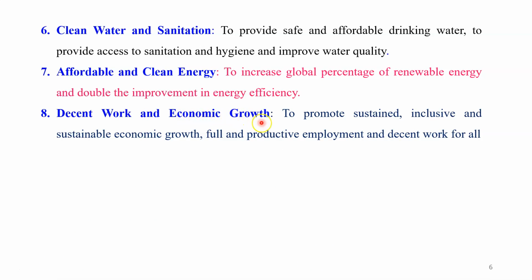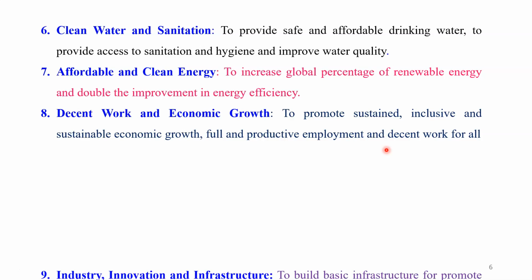Decent work and economic growth. Dear student, you know that economic growth or economic development is also one important aim of human beings. If you want to achieve economic growth, a sustainable way is very important. To promote sustained, inclusive, and sustainable economic growth, full and productive employment and decent work for all is very important. We should continue our economic growth, but simultaneously we have to take care of the environment also. There should not be any harm to our environment when we are achieving economic growth. For that purpose, this specific goal was decided.